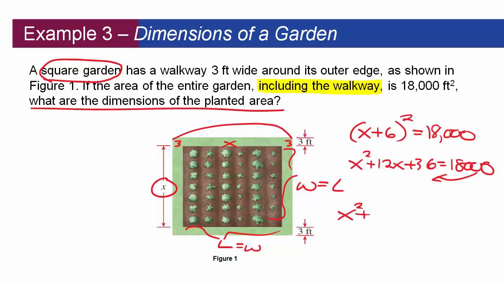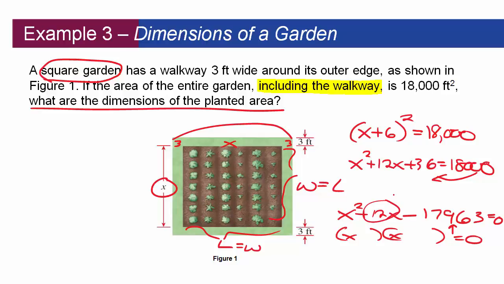So you get x squared plus 12x minus 17,963 equals 0. And now you can try to factor it, x, and you're basically looking for factors of 17,963 that have a difference of 12, right? Because this is a negative number. So one of these is going to be negative, one of these is going to be positive. Obviously, the bigger number is positive because you have a plus 12 here.